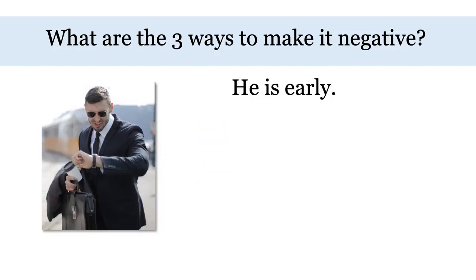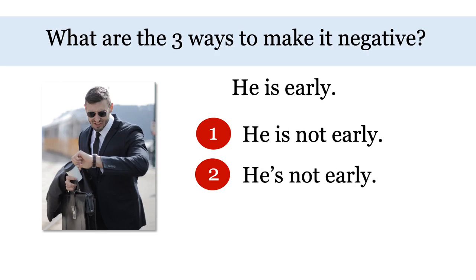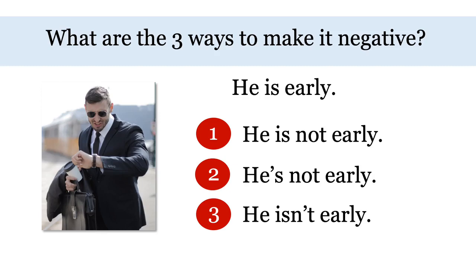Okay, what are the 3 ways to make this sentence negative? He is early. I don't think so. 1. He is not early. 2. He's not early. 3. He isn't early. Okay? One more.